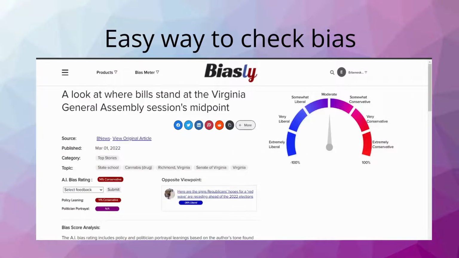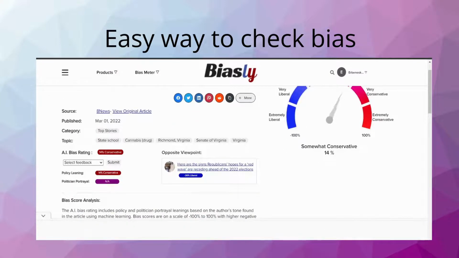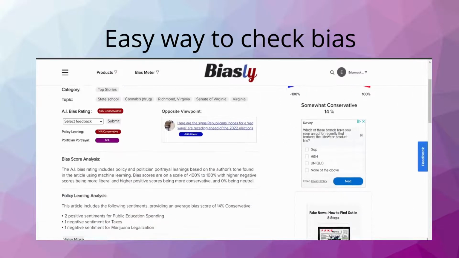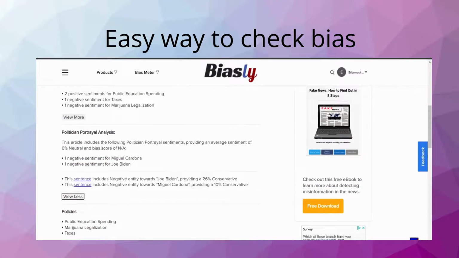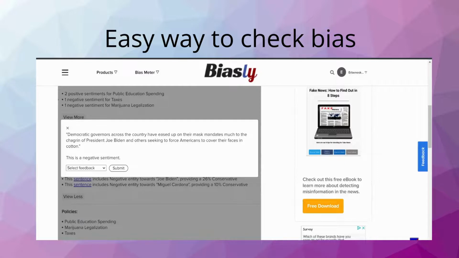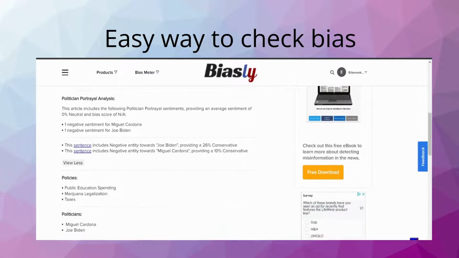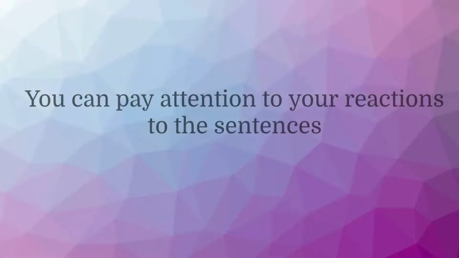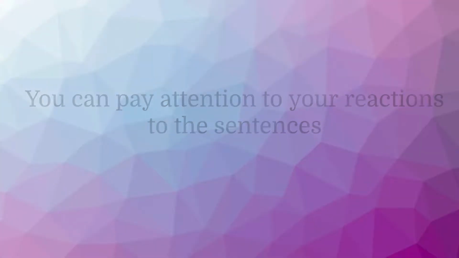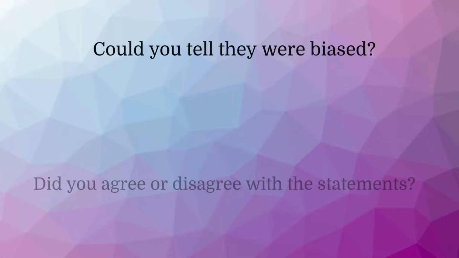Find an article that interests you and click on its rating. You'll be able to see a detailed breakdown of the article that includes policy leanings and politician portrayals. Under both sections, you can see the sentences that were marked for bias. This is an easy way to see examples of bias, so you can know what to look for. Beyond that, you can pay attention to your own reaction to the sentences. Can you tell that they're biased? Do you find yourself agreeing or disagreeing with the biases?